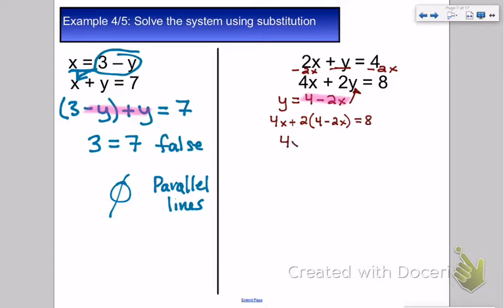Let's go ahead and distribute. 4x plus 8 minus 4x is equal to 8. So I see what's going on here. I have a 4x and a negative 4x. Those cancel out, and I'm left with 8 is equal to 8, which is true. That means I have infinitely many solutions.